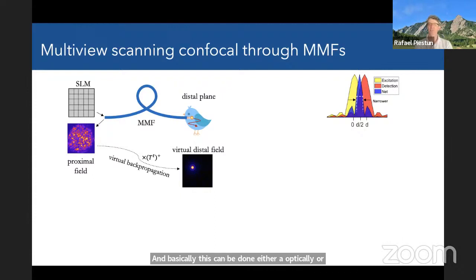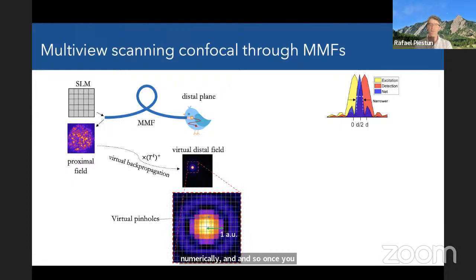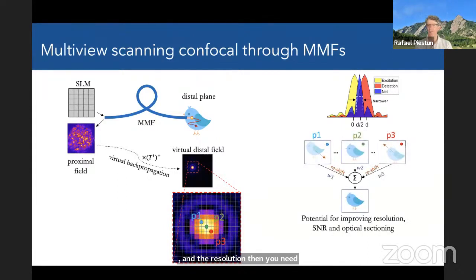And so once you have this spot refocus, which we do numerically in this presentation, you can put multiple detectors there, similar to ISM, and improve the signal-to-noise ratio and the resolution. Then you need to find a way of combining the images that gives you better information as well. So basically, it's a generalization of the ISM to the case of this type of shift variant systems, and in particular for a multimode fiber.